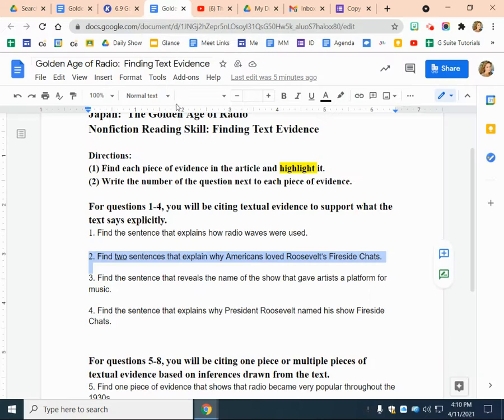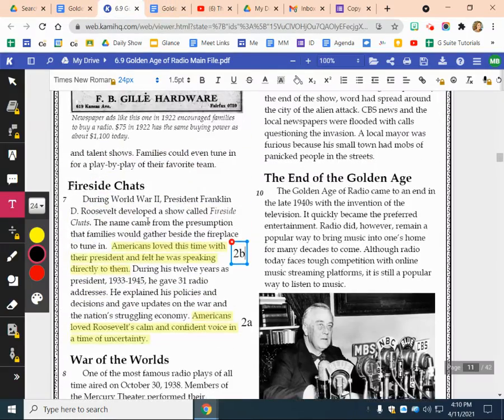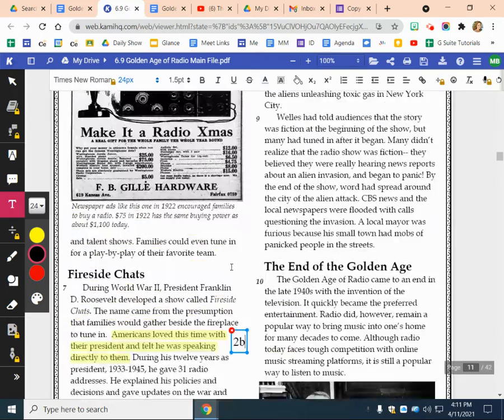All right, we're going to go back to number 3. Find the sentence that reveals the name of the show that gave artists a platform for music. Oh, we need to find a name of a show that gave artists a platform for music. So I don't think it was War of the Worlds because that's just about the radio play.